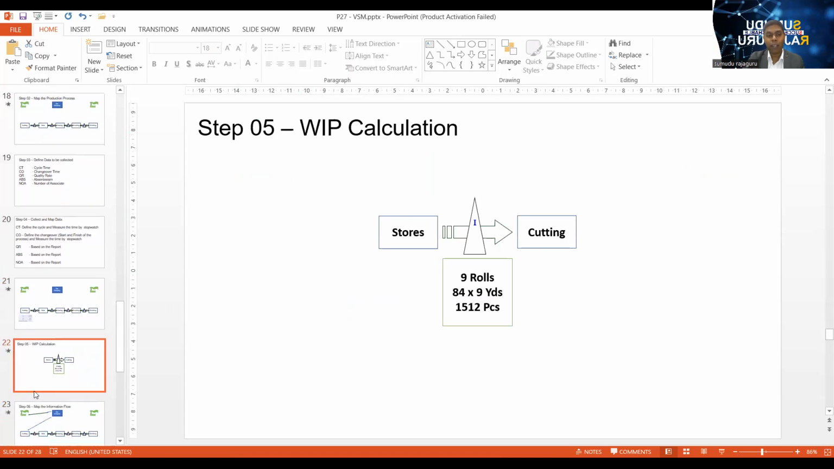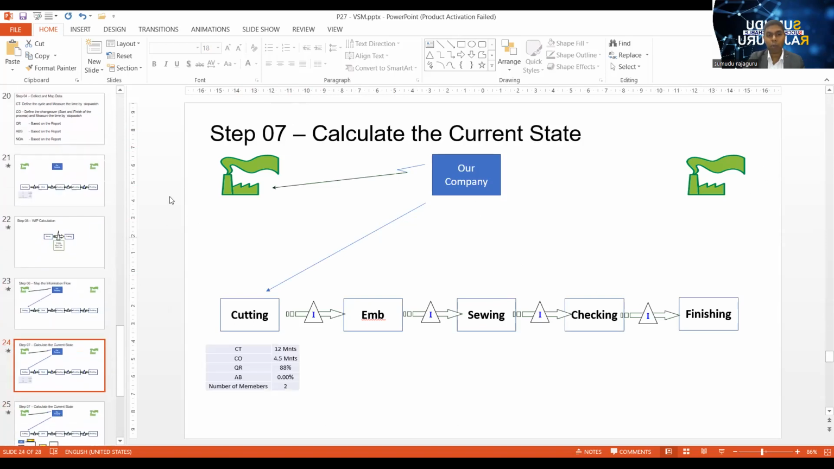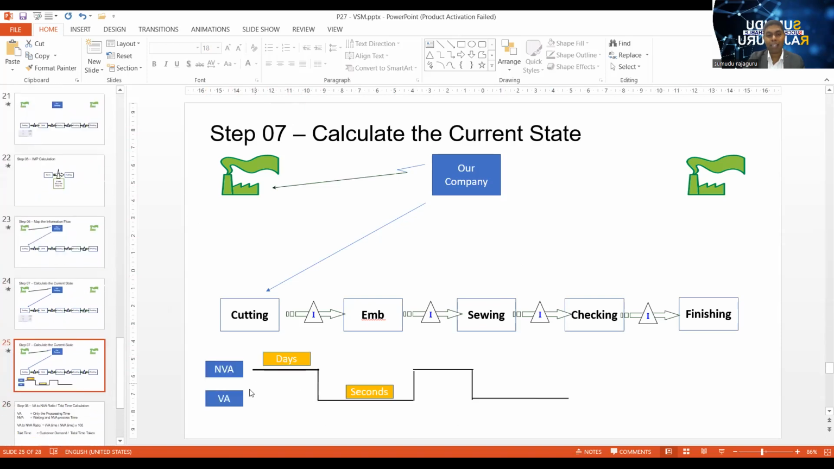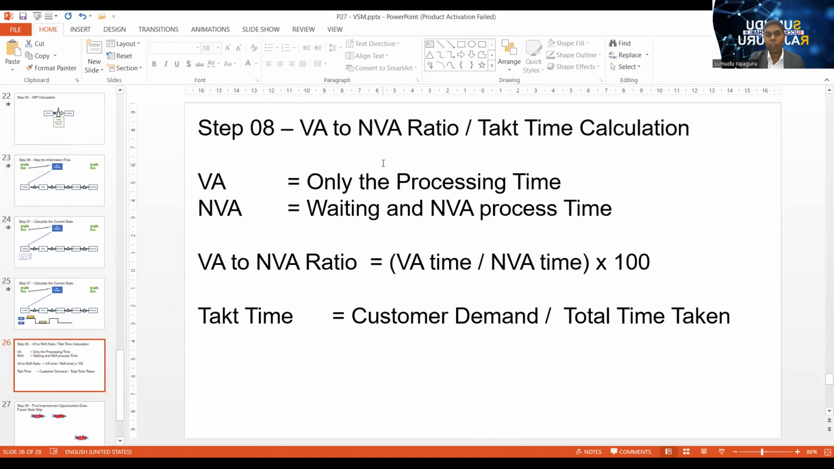Step number 5, WIP calculation. Step number 6, map the information flow. Then step number 7, calculate the current state, value adding and non-value adding. What is the total current value adding time? What is the total non-value adding time? Then step number 8, calculate the value adding to non-value adding ratio.